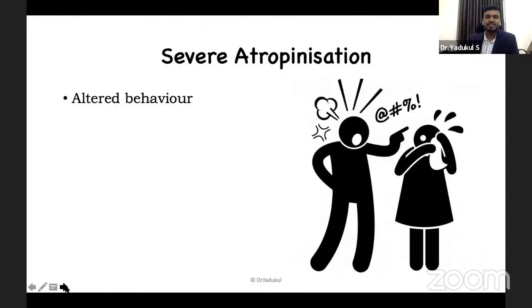So what happens is there will be altered behavior in the person. There will be agitation and tachycardia. Whenever you give too much atropine, what we do in the ICU is we tie the limbs so that the person will not speak or get up suddenly. These are the signs of severe atropinization.